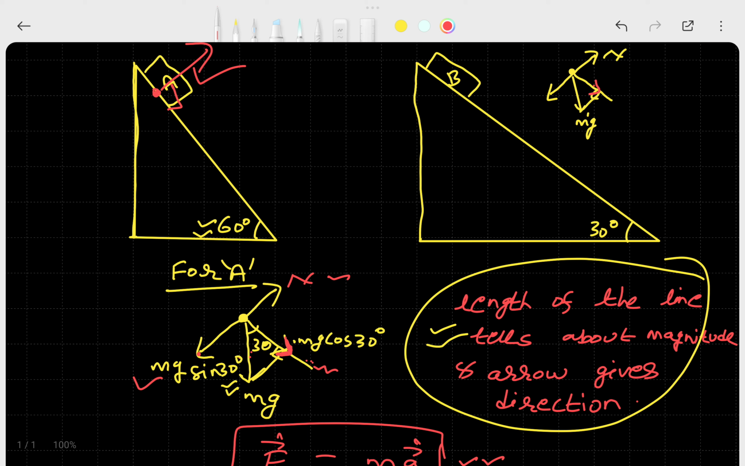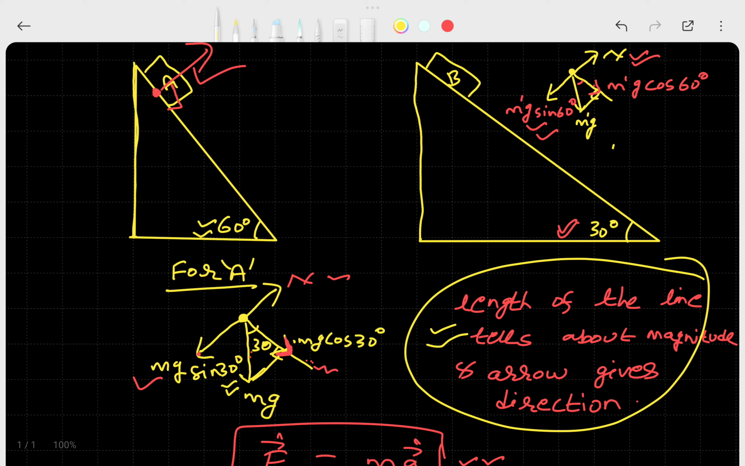If you see, this is 30 degree, so this angle will be 60 degree. So down the plane you will get M dash g cos 60 degree, and perpendicular to the plane it will be M dash g sin 60 degree. This sine component and this normal are equal and opposite, so it will get cancelled. So only net force is down the plane.